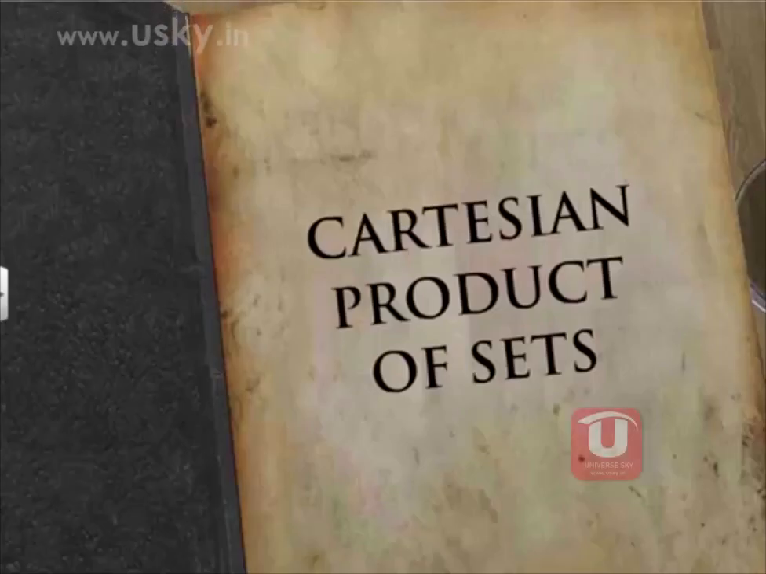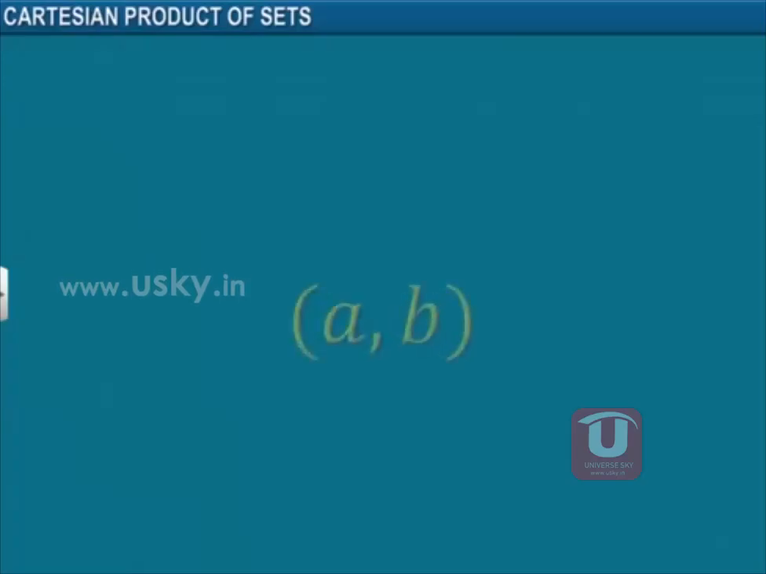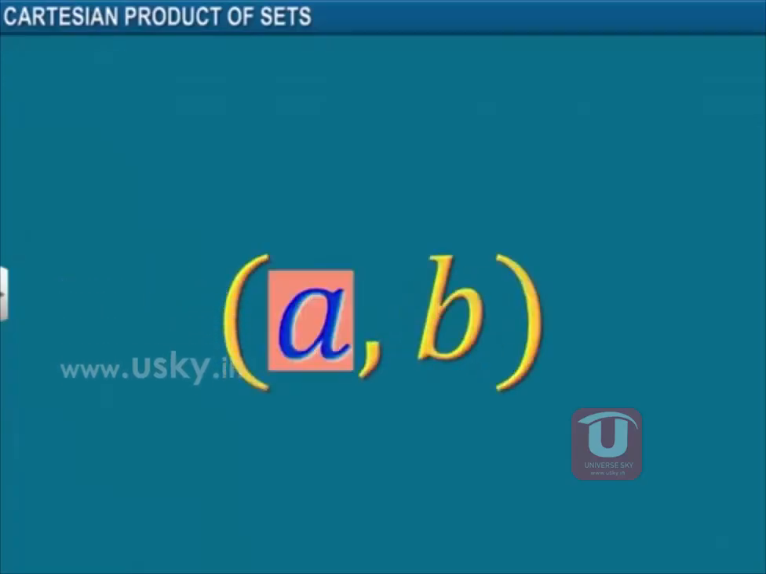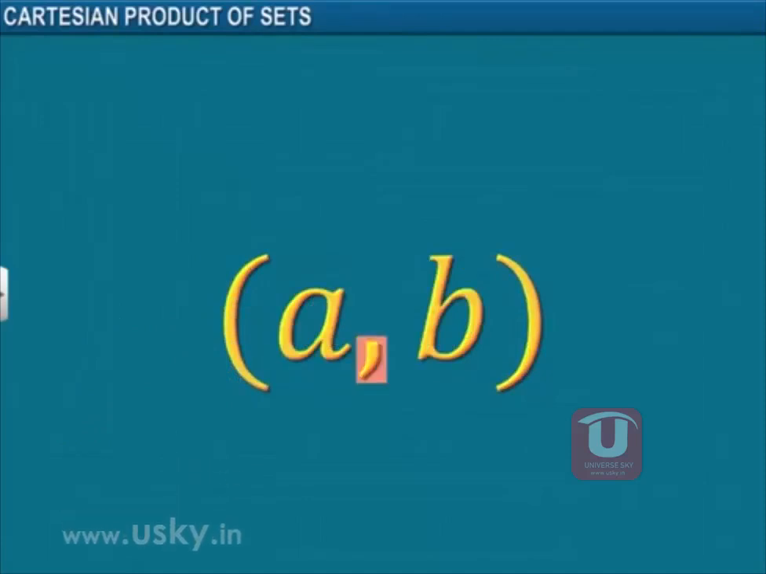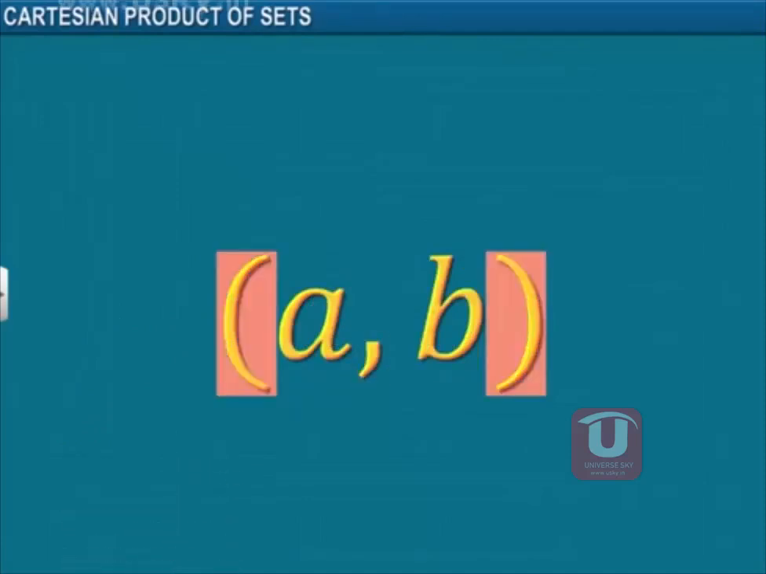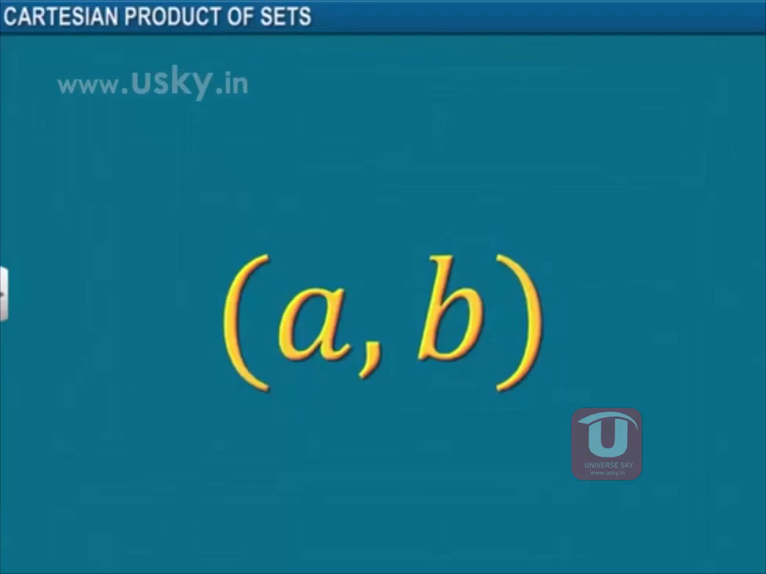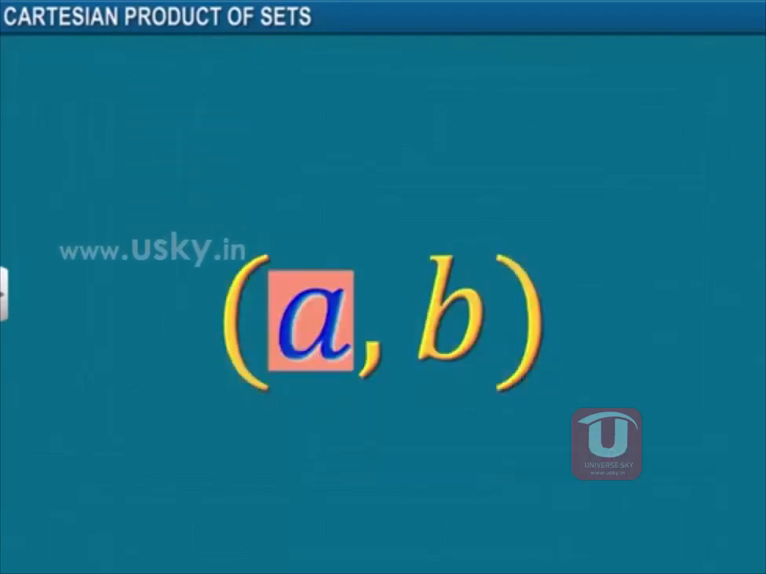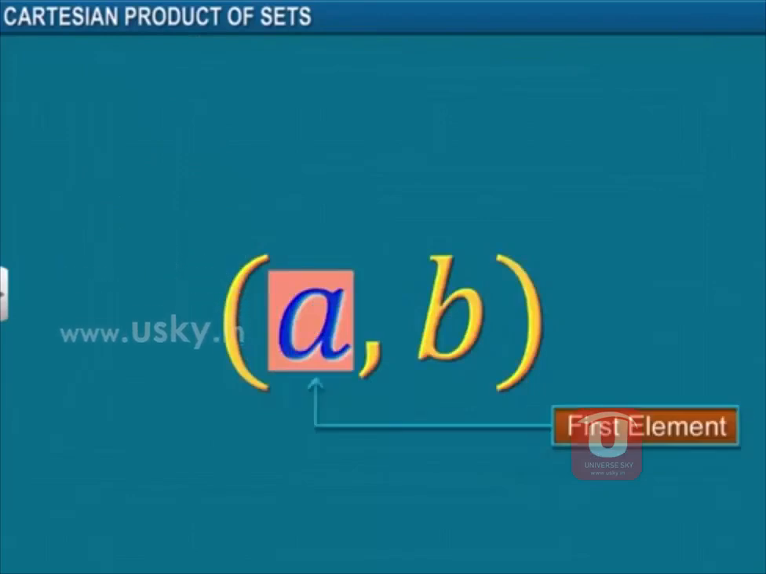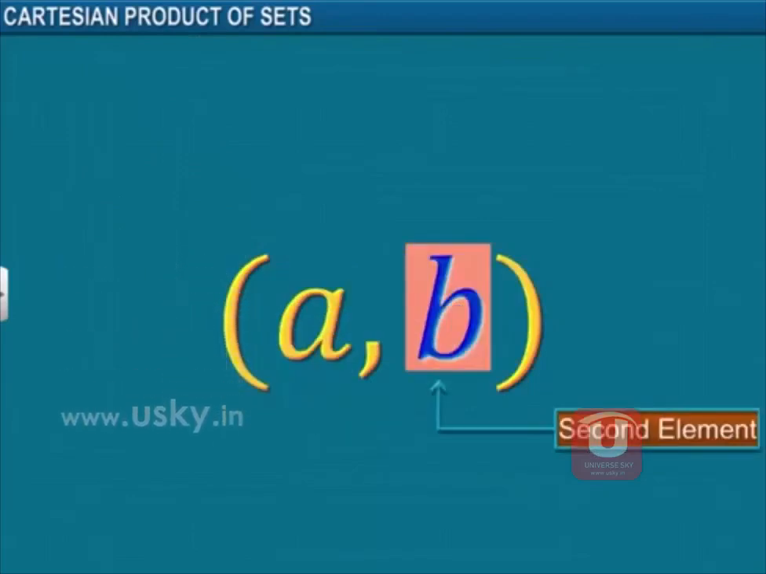In this module, you will learn about Cartesian product of sets. Take a look at the pair of entries A and B, which are separated by a comma and are enclosed within the bracket. Such type of a pair is called an ordered pair, where A is the first element and B is the second element.